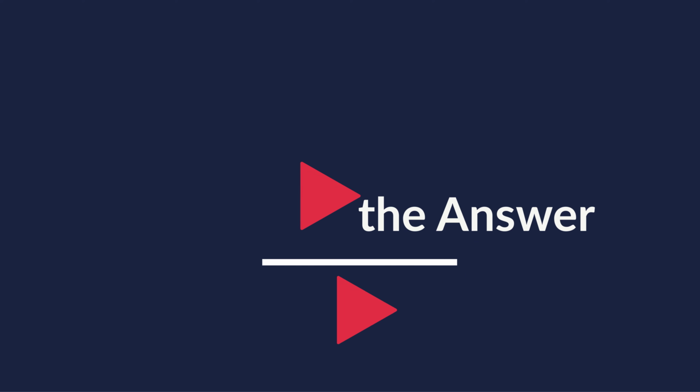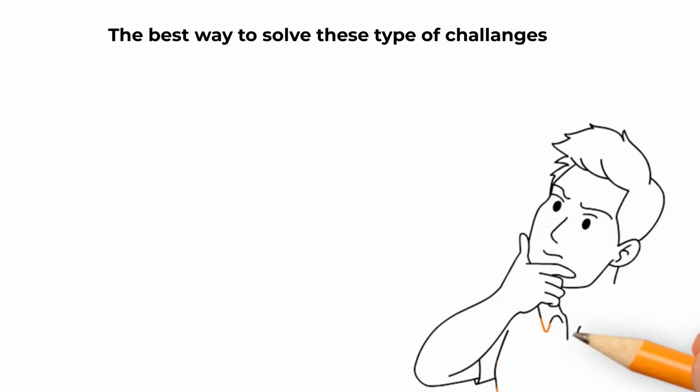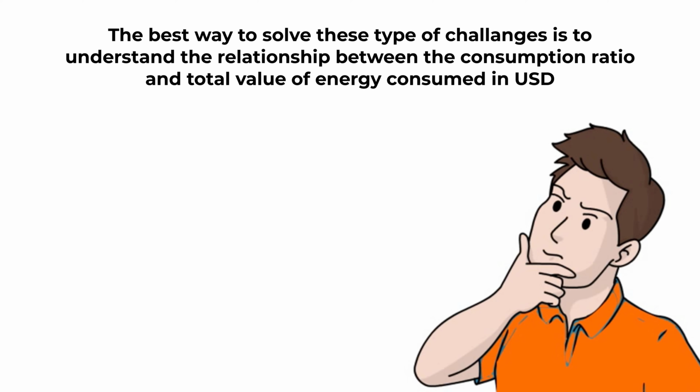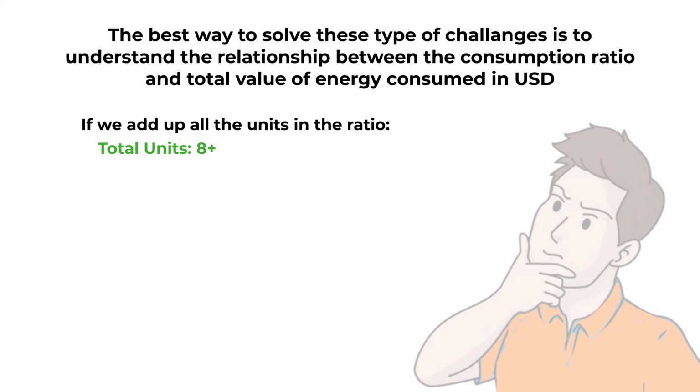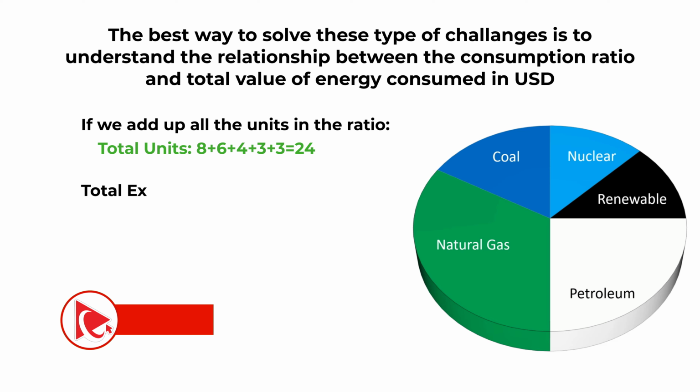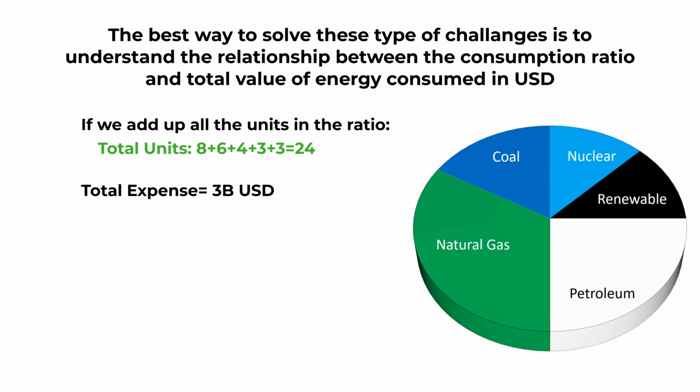The best way to solve these types of challenges is to understand the relationship between the consumption ratio and total value of energy consumed in US dollars. If we add up all the units in the ratio, we will get the sum of 24, because 8 plus 6 plus 4 plus 3 plus 3 equals 24. Our total consumption expense is $3 billion, but answers are presented in $1 million, so we need to convert $3 billion into $1 million, which would be an equivalent of $3,000 million.